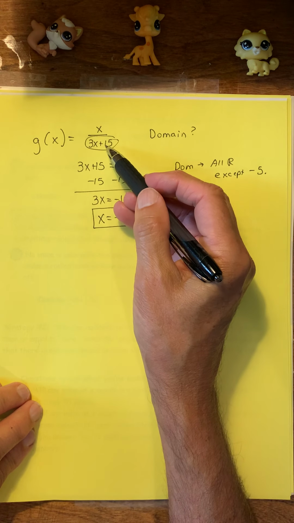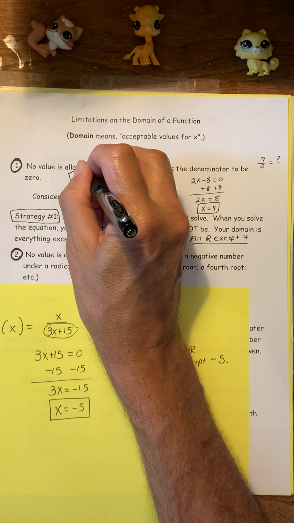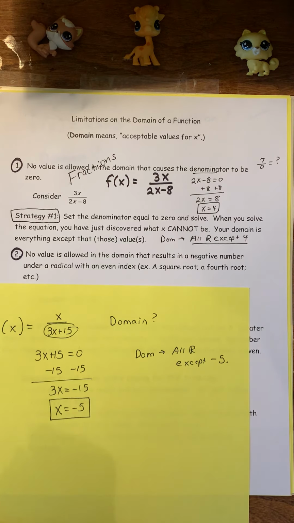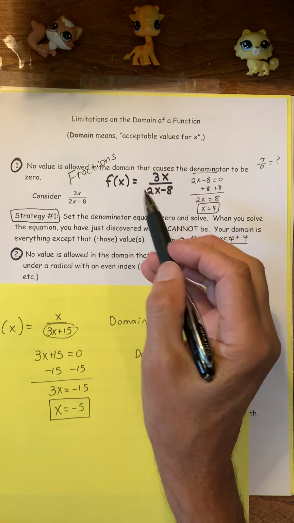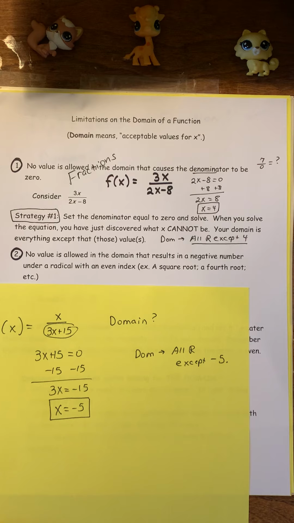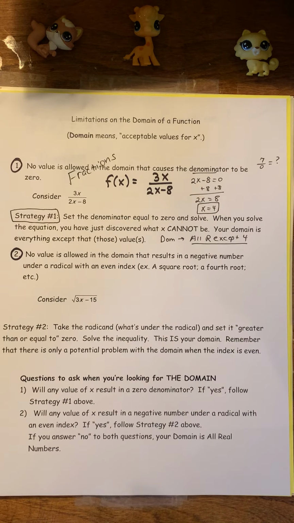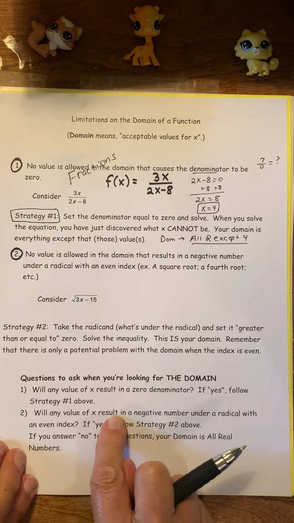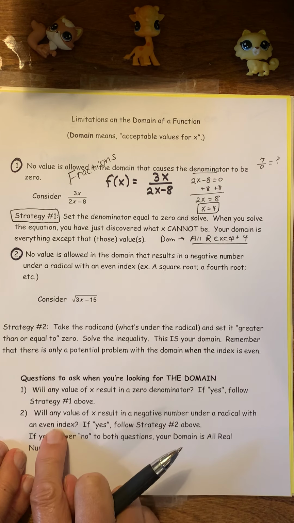All right? So if you have a fraction, and by the way, this first one just applies to fractions because you got to have a denominator, right? Can't have a denominator unless you get yourself a fraction. So if you got a fraction, ask yourself the question, will any value of x result in a 0 denominator? Check your strategy to find out. Hey, there's a second question I need to ask myself. And that is, will any value of x result in a negative number under a radical with an even index?